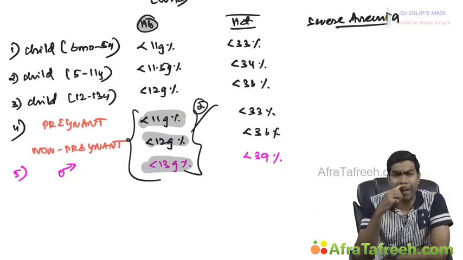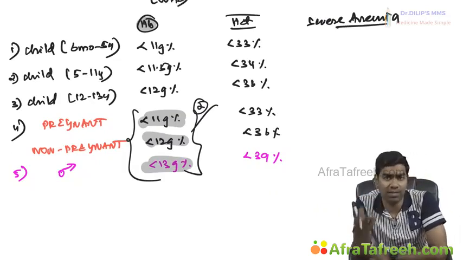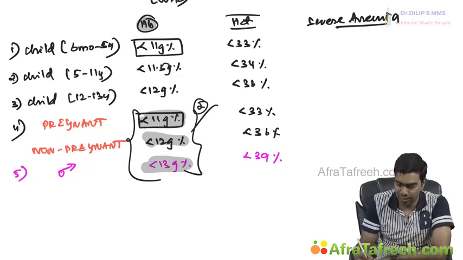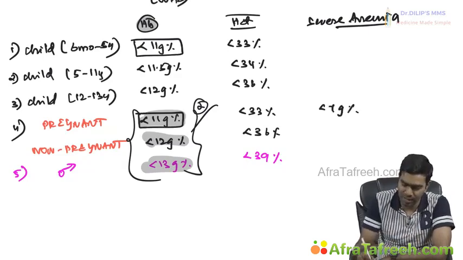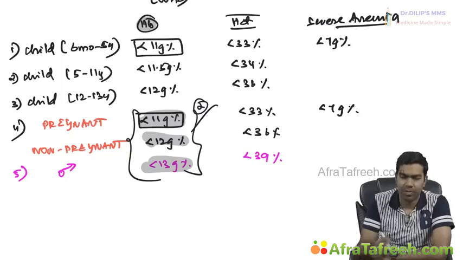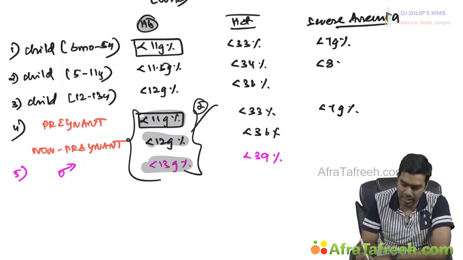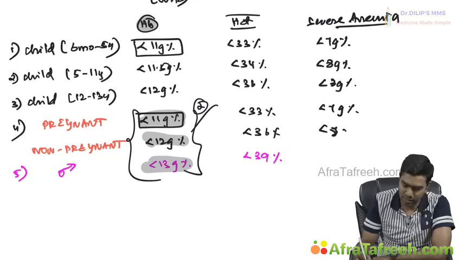Similarly, I can also tell the criteria for diagnosing severe anemia. Except for these two categories, where the definition of severe anemia is less than 7 grams per deciliter, for every other category it is less than 8 grams per deciliter. So all the others, less than 8 grams per deciliter, form the definition of severe anemia.